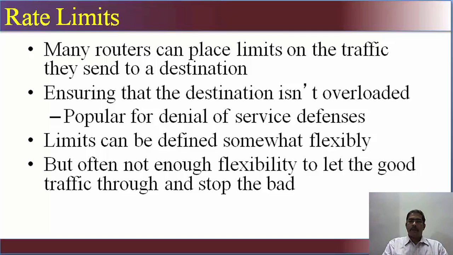Many routers can place limits on the traffic that they send to the destination. It's just like your ingress filtering, where you can specify that attachments over 2 MB cannot come into this network in a mail transmission. Similarly, you can have rate limits placed on the router. Then that ensures that the destination is not overloaded. That is one of the most popular methods for preventing denial of service.